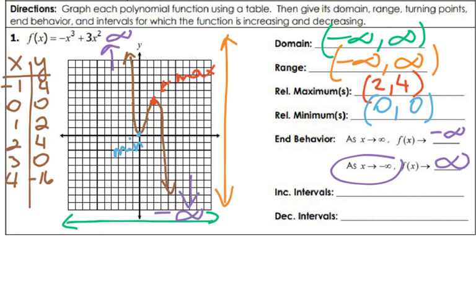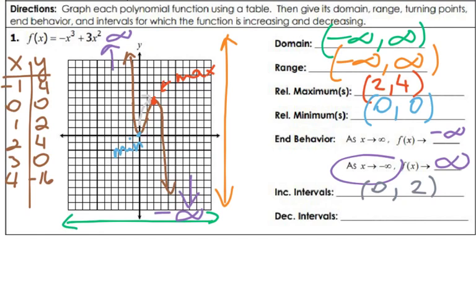Increasing interval. This is where the graph is actually increasing, going up. And the graph is going up only right here. This is where it's going up. So it goes from min to max. And my min and max are going to be from 0 to 2. We're using x values to denote the intervals.